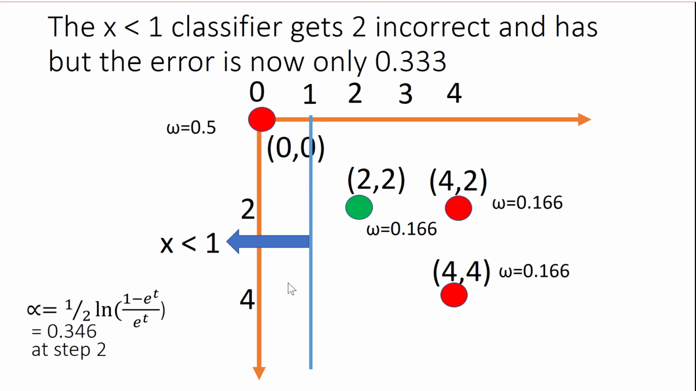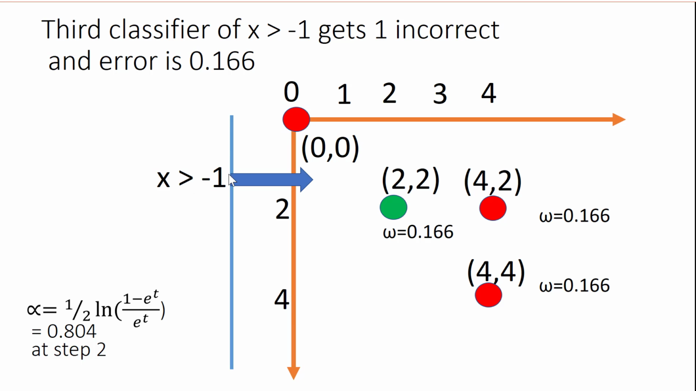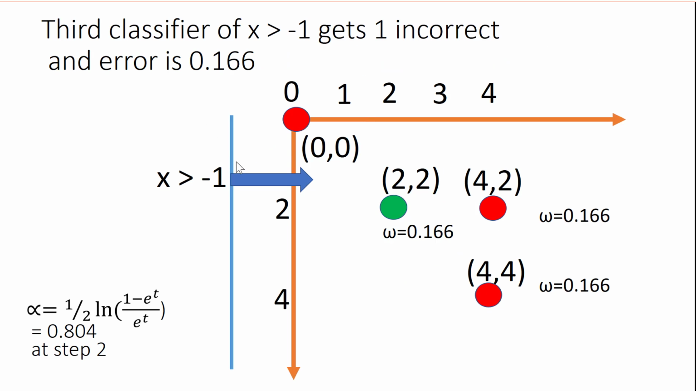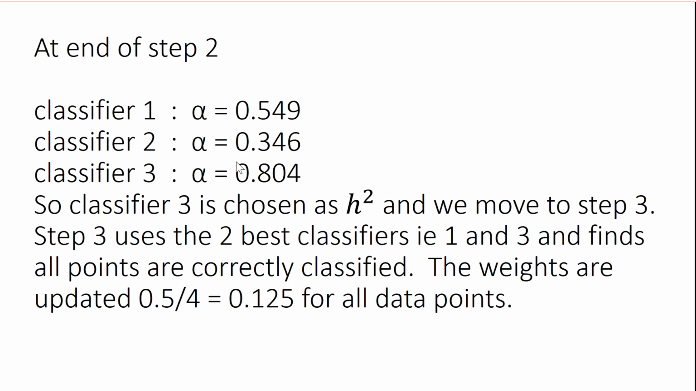Now we've got to deal with the other classifier. So this is the one, x is greater than -1. Now this classifier gets that one correct, and that correct, and that. It only misclassifies this one, the green one. So now the error is 0.166, and when we take the log of this number, it's 0.8. So alpha now of this classifier is 0.8. So on the second round now, we've got our second classifier specified, H2, and it's going to be classifier 3.